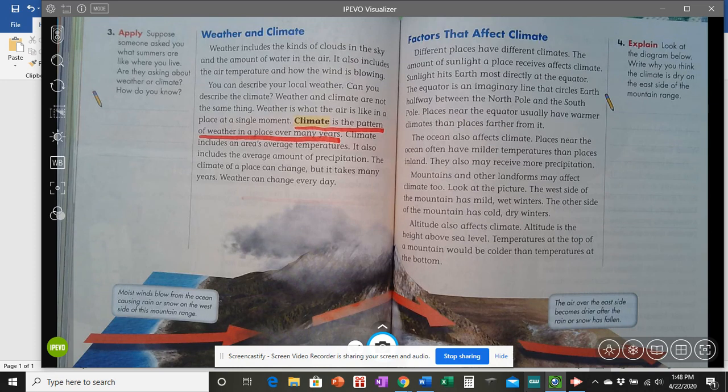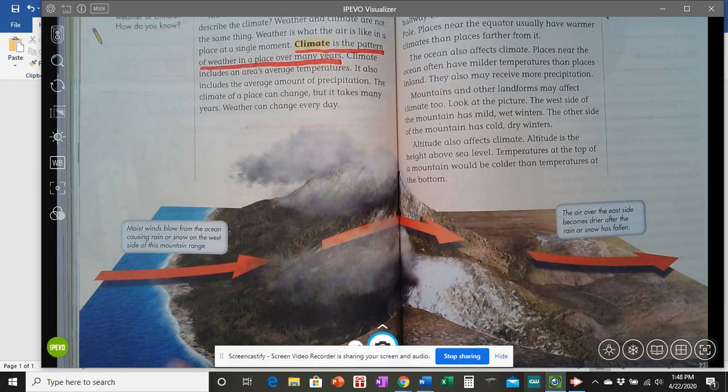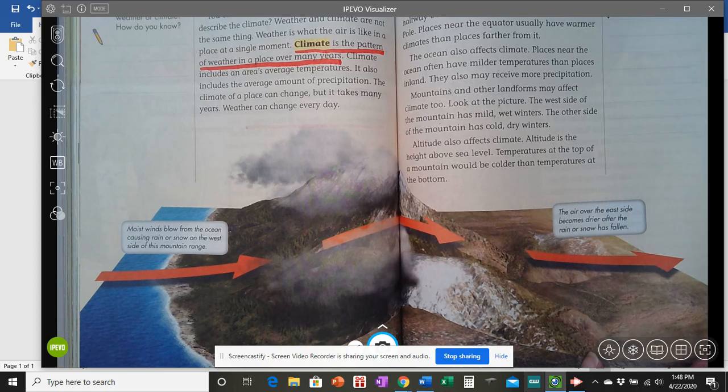Altitude also affects climate. Altitude is the height above sea level. Temperatures at the top of a mountain will be colder than temperatures at the bottom. So here we see more winds blow from the ocean, causing rain or snow on the west side of this mountain range. The air over the east side becomes drier after the rain or snow has fallen.